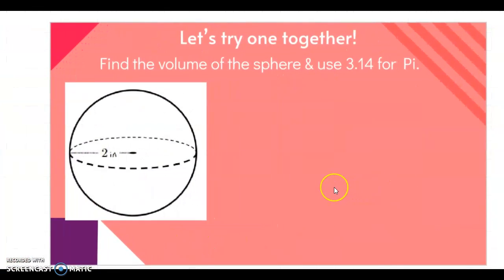Alright, so it says find the volume of a sphere using 3.14 for pi. So I can write my formula, V equals 4/3 pi r cubed. So my radius is going to be 2. Okay, I'm going to plug that in for r, which is 2 cubed, meaning 2 times 2 times 2. So I know that 2 times 2 is 4, times another 2 is 8.